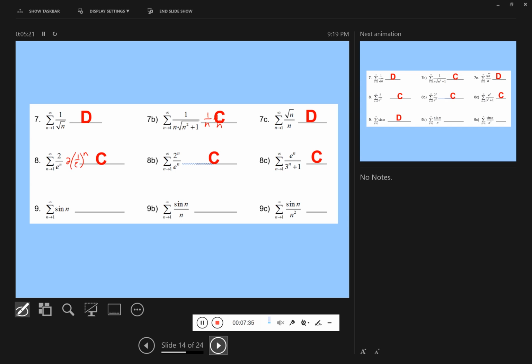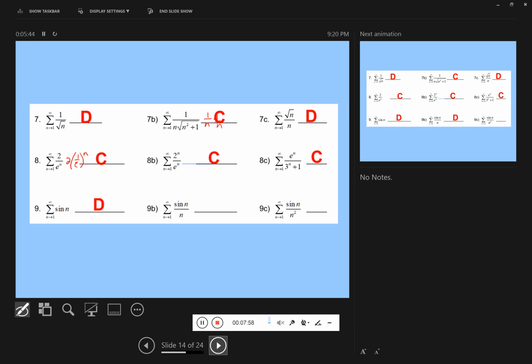So the sine of n, think about sine of n. It's not a p-series, it's not geometric, but if it's the sine of n, doesn't the sine function range from -1 to 1? It goes up to 1 and then down to -1, and then up to 1 and then down to -1. But either way, it's not geometric, right? It's not a p-series. And so in this case, what's going to happen?